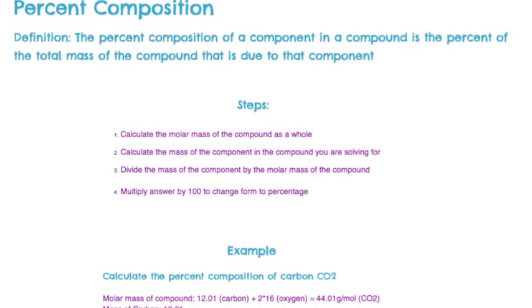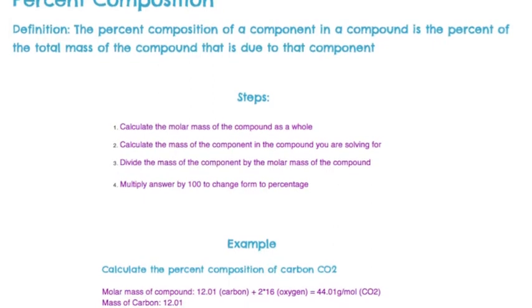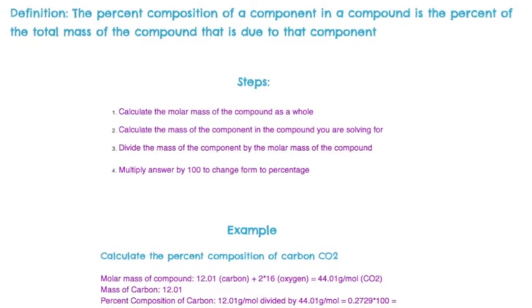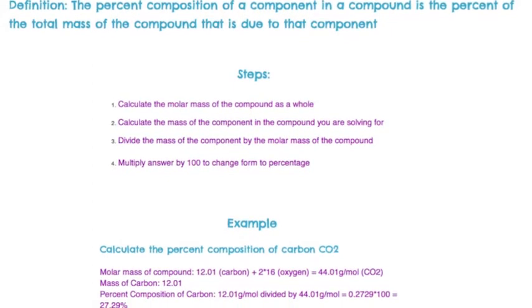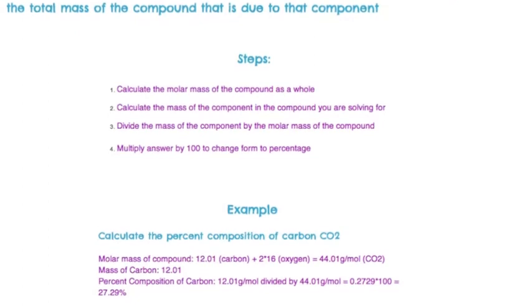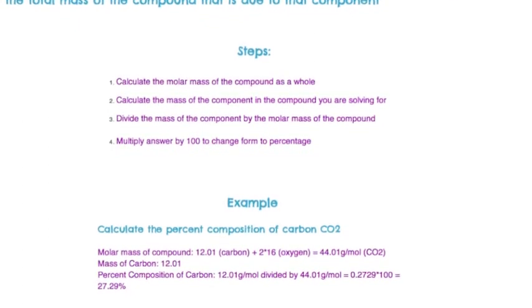Percent composition of a component in a compound is the percent of the total mass of the compound that is due to that component. So here are four steps showing how to solve for this, and then we also give you a couple of examples that you can get a closer look at if you pause the video.